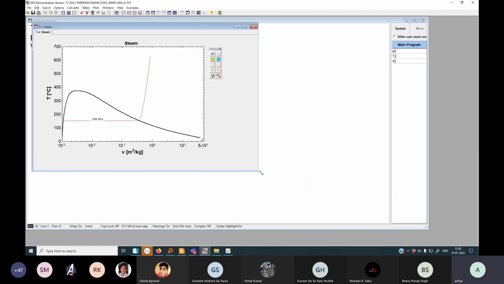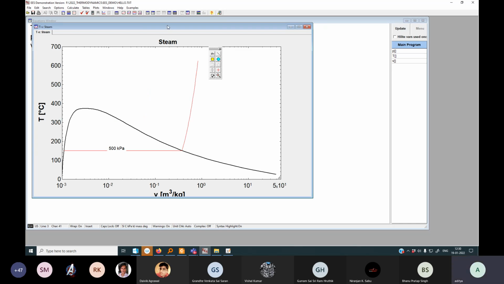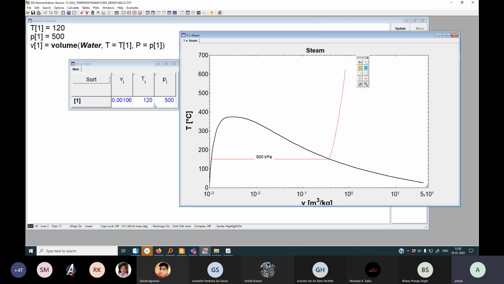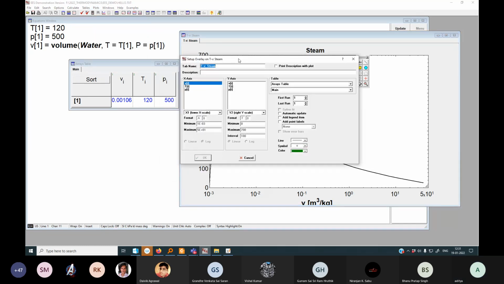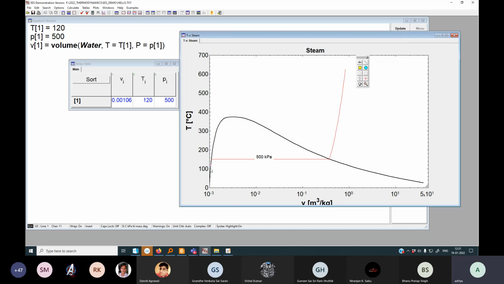So this is the 500 kilopascal line. Now I would like to overlay the plot with this T and V. I will go to plot, then overlay plot. Then on the x-axis, I will plot the array points V1. On the y-axis, I will plot the array points T1. And I will make it magenta. Say OK. So here is the point.